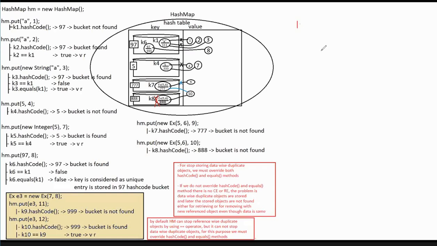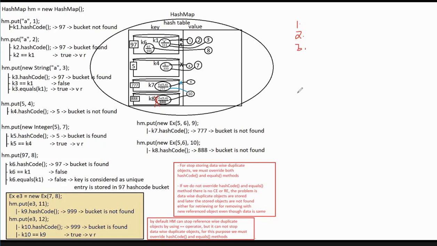Point number 1: what is the use of HashMap? HashMap is used for storing only unique entries. Number 2: how can HashMap stop duplicate objects? HashMap can stop storing duplicate objects by using hashCode, the double equal to operator, and the equals method.